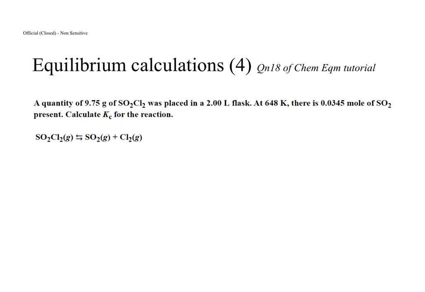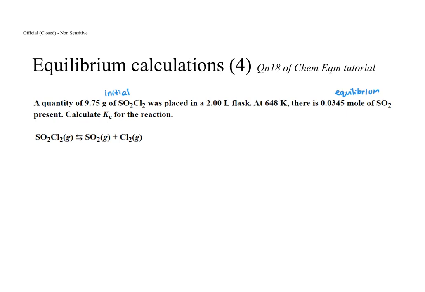Now let's take a look at this question. A quantity of specific gram of SO2Cl2 was placed in a flask, and then at 648 kelvins there is 0.0345 moles of SO2 present. So first of all, it may not seem very obvious, but the 9.75 grams of SO2Cl2 is the initial amount, and the amount of SO2 is actually the equilibrium amount. So let's get this clear first before we do the calculations.